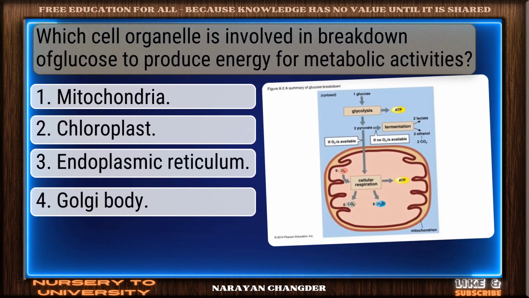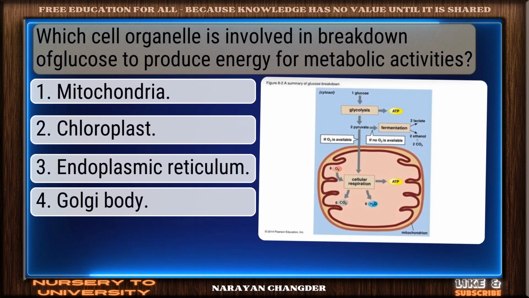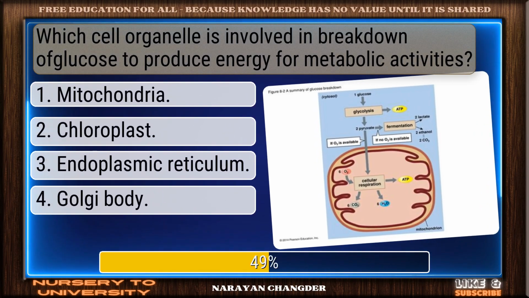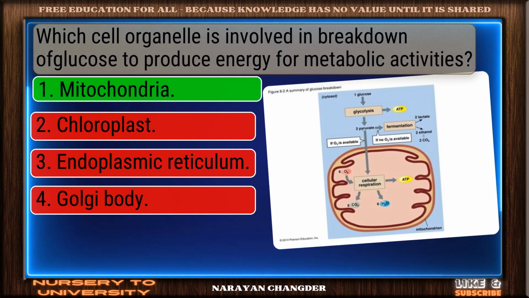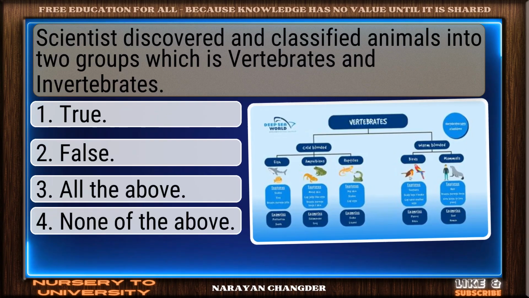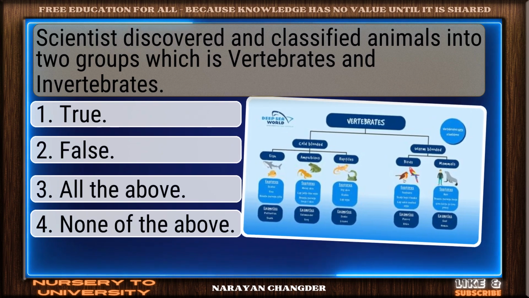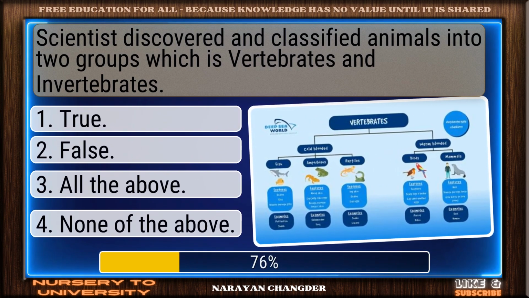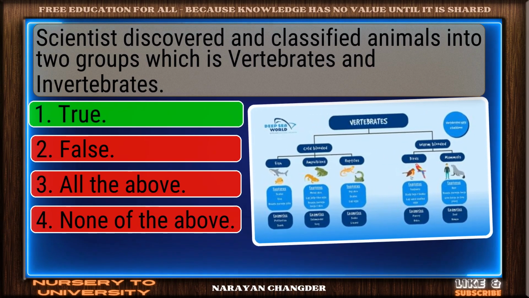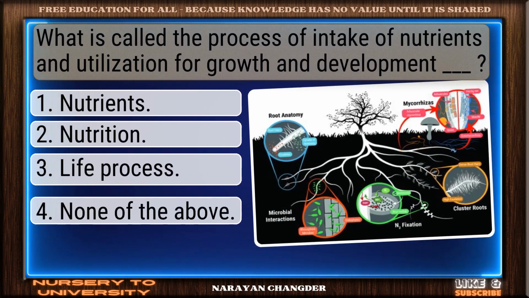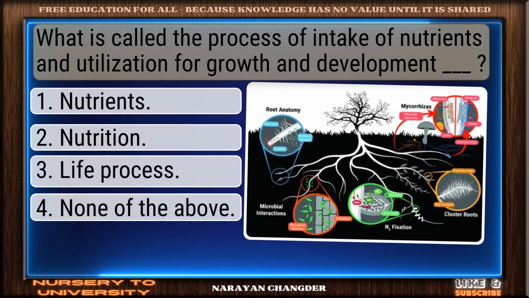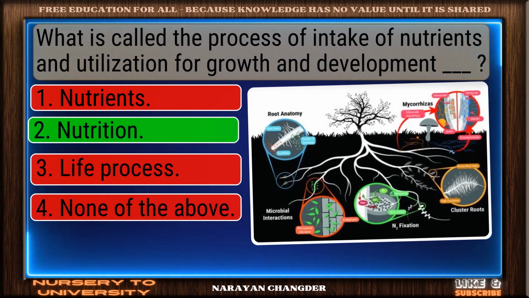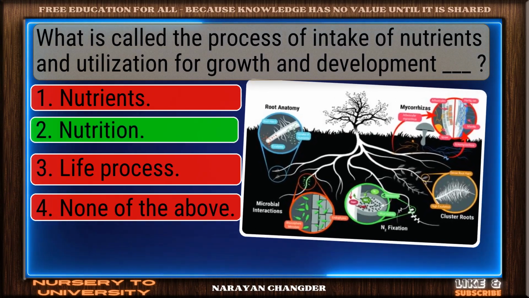Which cell organelle is involved in breakdown of glucose to produce energy for metabolic activities? Excellent choice. Mitochondria is right. Scientists discovered and classified animals into two groups, which is vertebrates and invertebrates. Correct. True is spot on. What is called the process of intake of nutrients and utilization for growth and development dash? Good job. Nutrition works well.